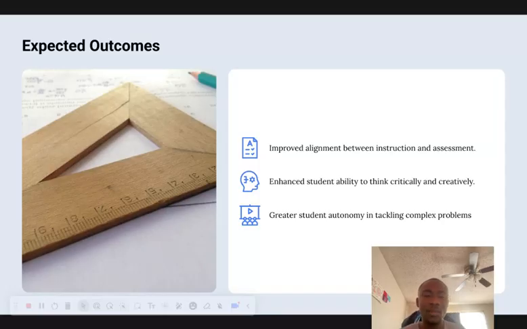The expected outcomes of the backward design are several, but these are the major three that I want to talk about today. First, to improve alignment between instruction and assessment. Secondly, to enhance students' abilities to think critically and creatively. And last but not the least, greater student autonomy in tackling complex problems.